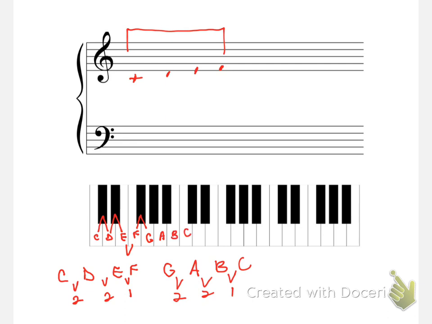And let's just double check. G to A is two half steps. G to G sharp is 1, G sharp to A is 2. A to B is two half steps. A to A sharp is one half step, and A sharp to B is another one half step. So A to B is two half steps, and then of course B to C is one half step.